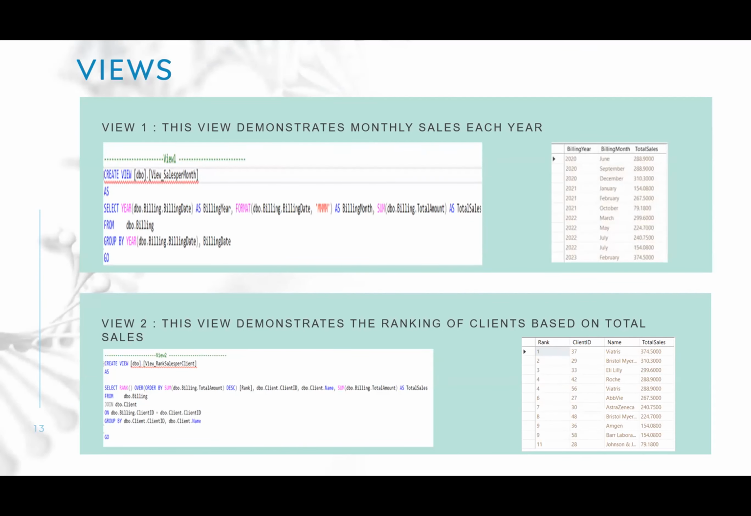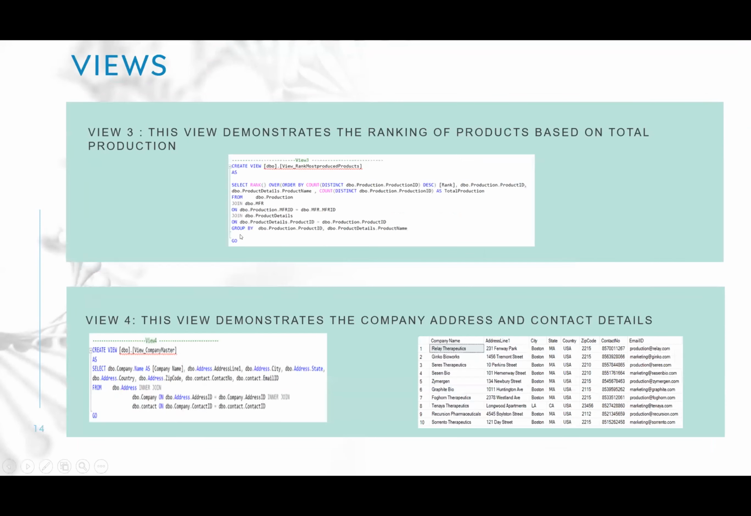So here we have implemented 5 views. The first view demonstrates the monthly sales per year, and view 2 depicts the ranking of the clients based on the total sales. So this helps the company to see which client is more profitable to the company. And in view 3, we are demonstrating the ranking of the products based on total production.